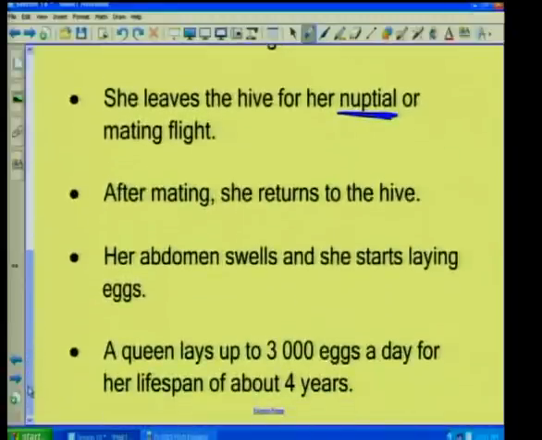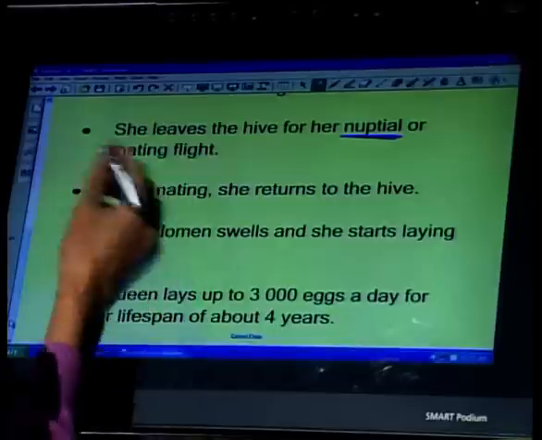Now, nuptial means it's like getting married. You have your nuptial rites and you commit to another person. They're your nuptials. Well, here her nuptial is to go out and she mates with a drone. So that's her mating flight.